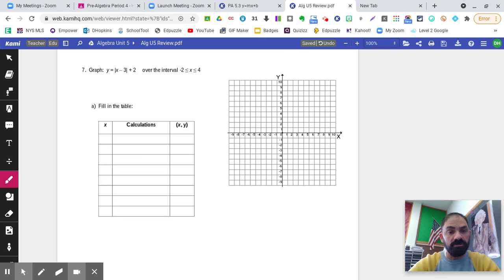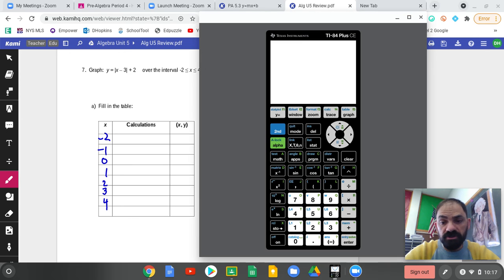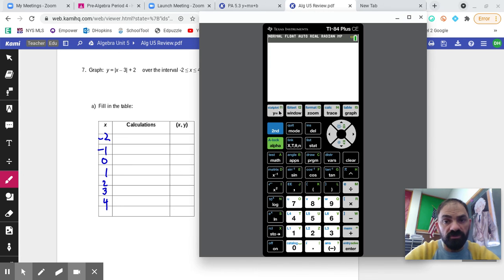Okay, and our last one. Graph this equation over the interval negative 2 to 4. So let's see, there's an extra box there for some reason, but instead of me plugging in all these numbers, let's just throw it into y equals and then go to the table. Second zero is absolute value. X minus 3 plus 2.